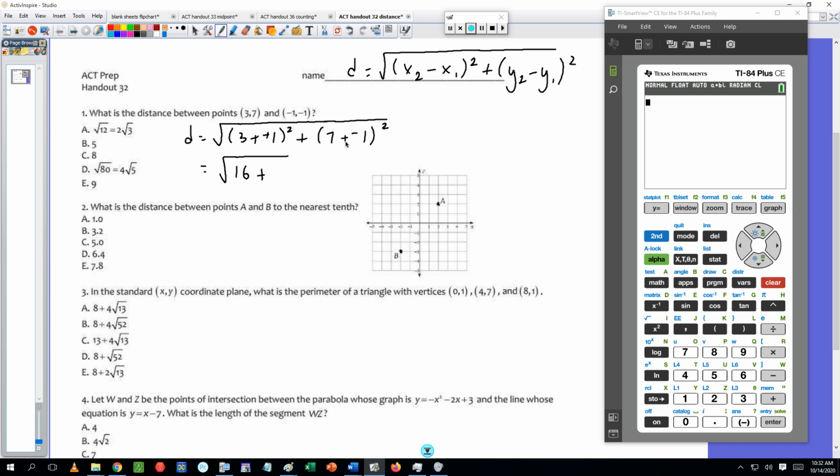7 take away -1, that means you're adding, that'll be 8. 8 squared is 64. Add those together, we get 80. That is choice D.